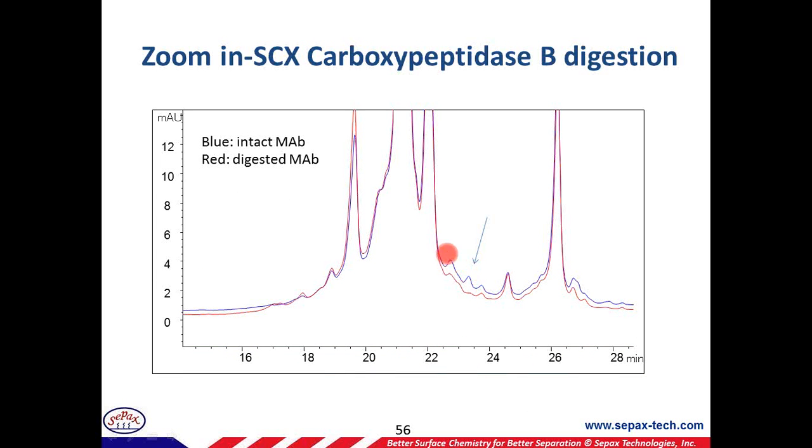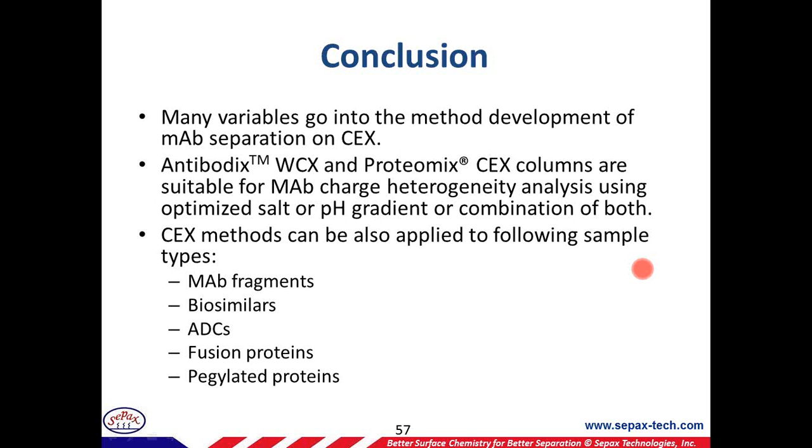The peaks disappeared, getting smaller. So these are indicating the lysine variants. For this particular mAb, the percentage of these variants is kind of small. For all the other peaks, further analysis is needed to really determine what the heterogeneity is for this particular mAb.